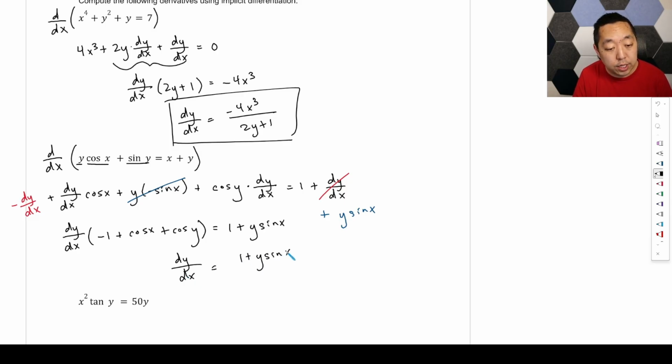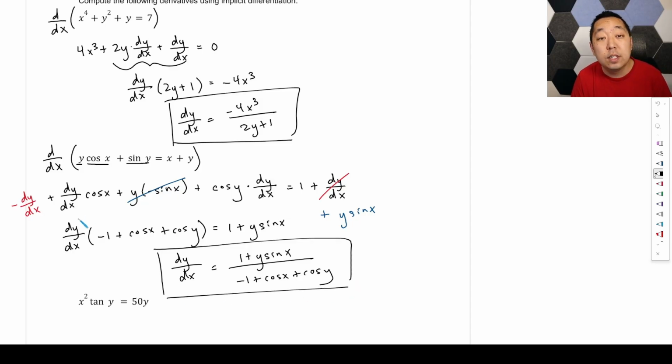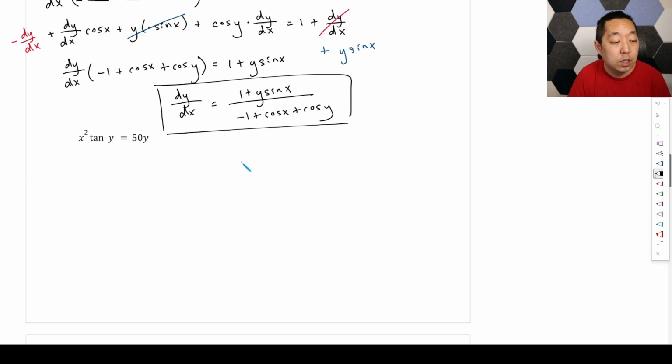So that's the process, right? We take the derivative of both sides. We move all the terms with dy/dx to one side, everything without a dy/dx to the other side, and then you factor out the dy/dx and move it over. All right, let's do this one here.